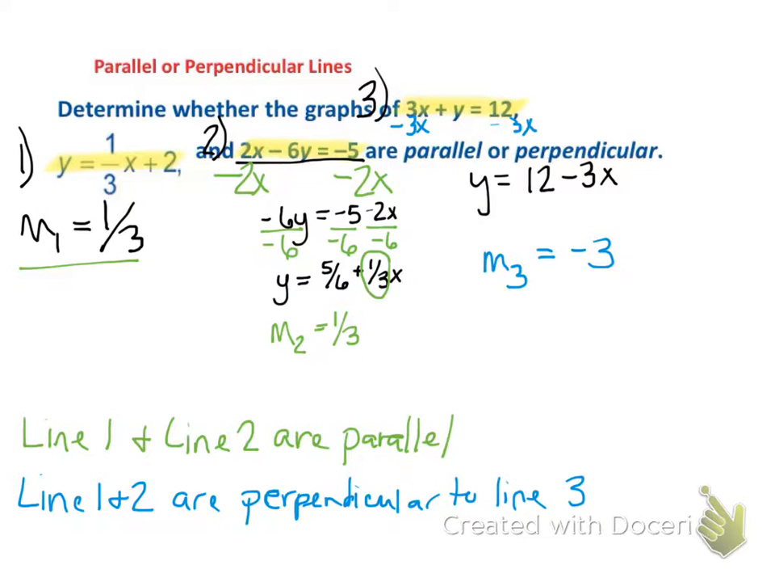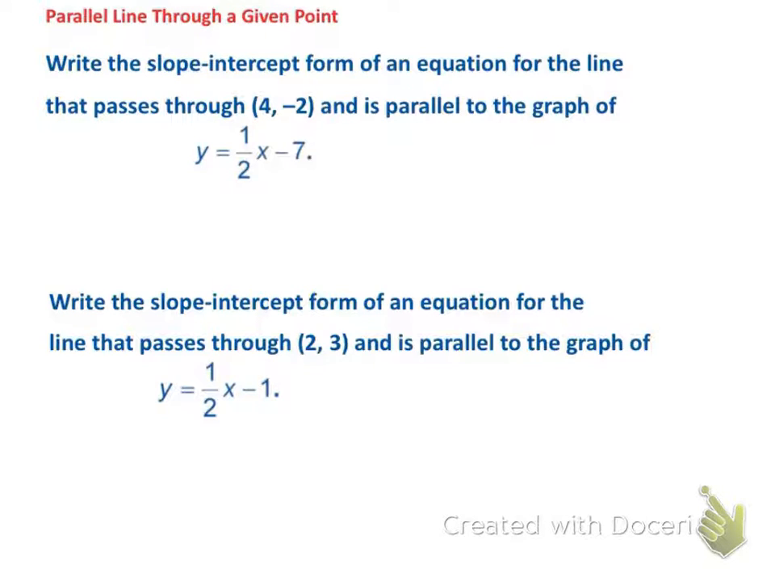All right, let's look at another example. In this example, we're being asked to write the slope-intercept form of an equation for the line that passes through (4, -2) and is parallel to the graph of y equals 1/2 x minus 7. So remember, parallel lines have the same slope. So looking at this equation, we know what the slope of the line that's parallel to it is. It's going to be 1/2. So a parallel line is going to have a slope of 1/2.